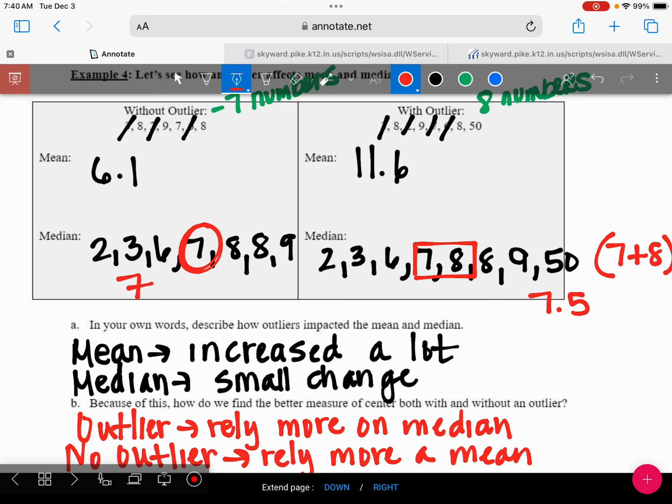Yes? For the homework, what if there are 2 numbers that occur the most? You can have more than one mode. So for the mode, you can have more than one, you can have no mode, or you can have one mode.